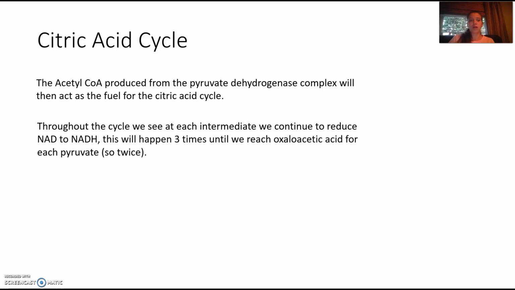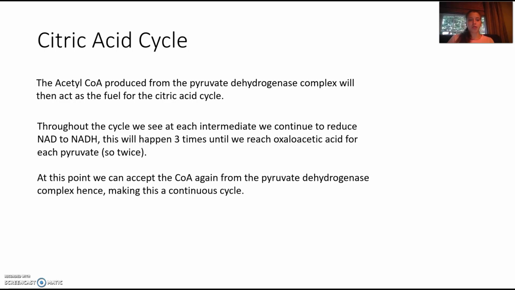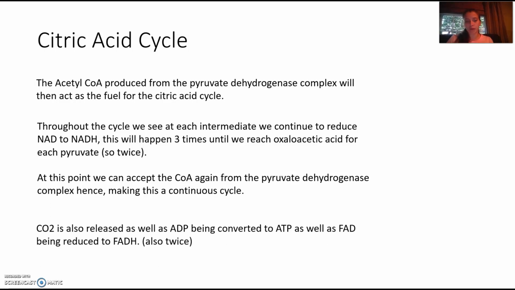Throughout the cycle, we'll go to each intermediate in the cycle and continue to reduce NAD to NADH, and this happens 3 times, until we reach oxaloacetic acid for each pyruvate. So this actually happens twice because 2 pyruvates are formed during glycolysis initially. At this point, we can accept the CoA again from the pyruvate dehydrogenase complex, hence this makes it a continuous cycle, just going around and around in a nice circle.